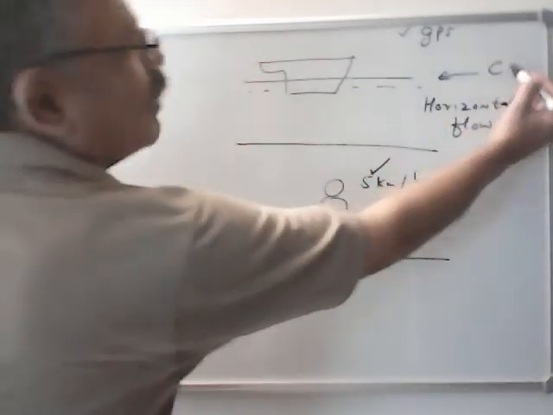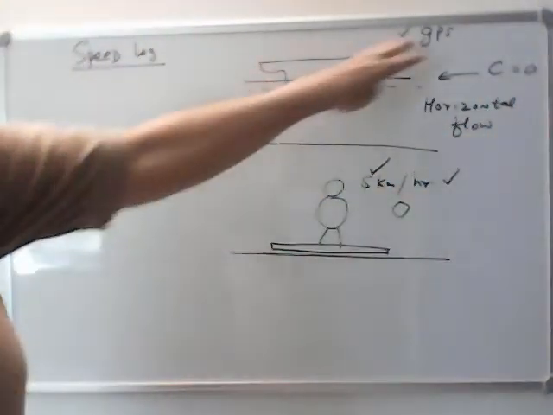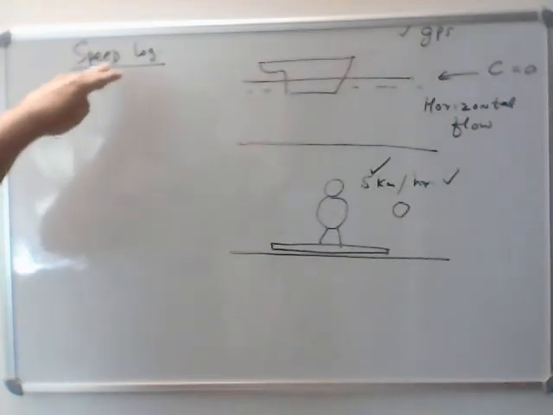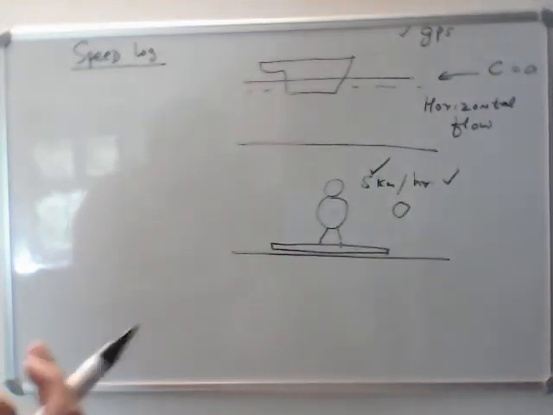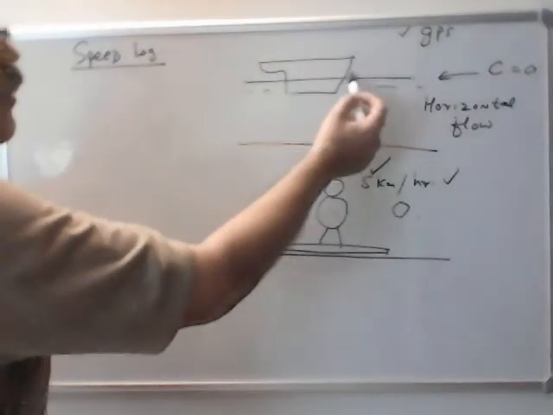If the current is 0, then your GPS speed will be exactly equal to the speed by the speed log. So speed log is an instrument. There are three or four types which we will discuss later on. Each type gives you the speed through the water.